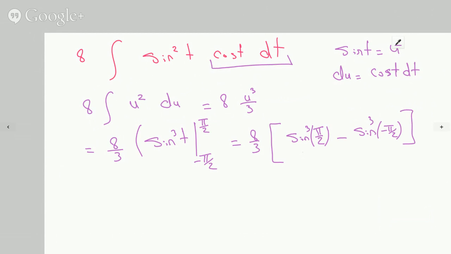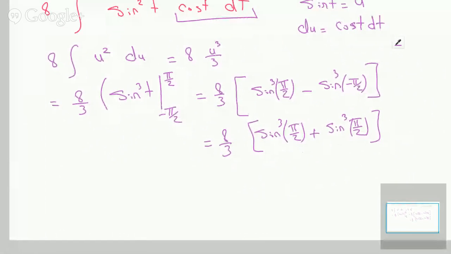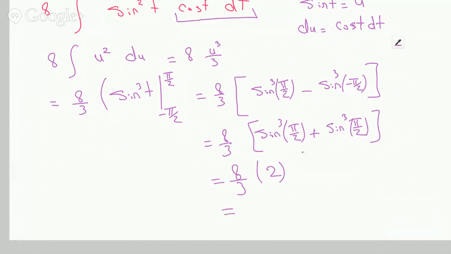Now, sine is an odd function, which means sine of minus theta becomes minus sine theta. And the cube will keep the negative. So we would get here 8 over 3 sine cubed pi over 2 plus, because the minus next to the sine of minus pi over 2 and another negative sign here will make this a plus, sine cubed pi over 2. And sine pi over 2 is 1, so when we cube it, it remains 1, and we add it to another 1, so we get 2 here. So this simply comes down to 16 over 3.